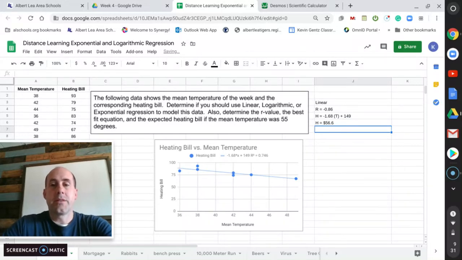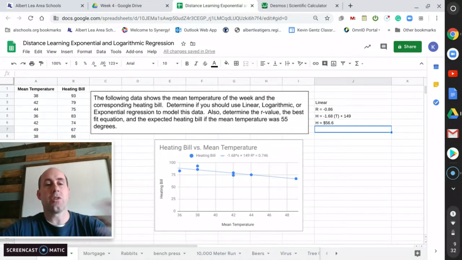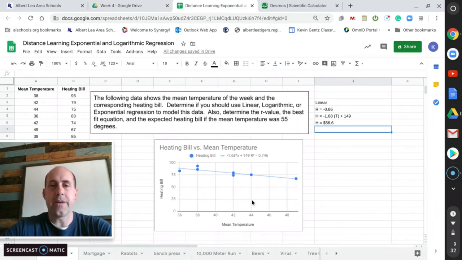That makes sense because it looks like there's an inverse relationship. As the temperature increases, the heating bill decreases. So if I have a temperature of 55, which is larger than what I have in the other sets, the bill should go down. In fact, at $56.60, it does go down.